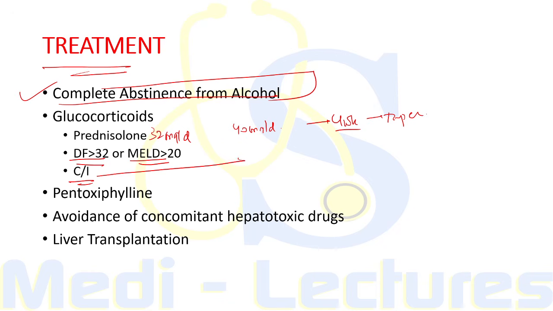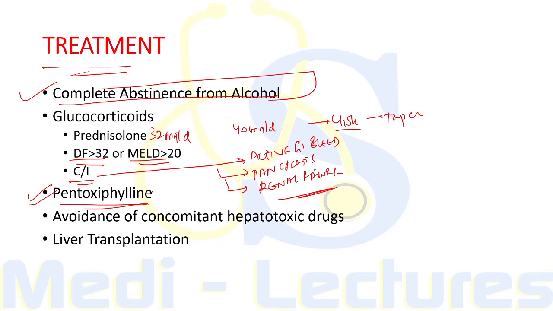It is important to note that glucocorticoids should not be given in patients who have active GI bleed, pancreatitis and renal failure. So these are the contraindications of using glucocorticoids in alcoholic hepatitis. Now, being a non-specific TNF inhibitor, pentoxifylline is also tried in patients of alcoholic liver disease, and some studies have shown improved outcomes in the patients who have been given pentoxifylline. So these can be used either alone or with glucocorticoids in these patients, since TNF alpha is involved in the pathogenesis of alcoholic liver disease.